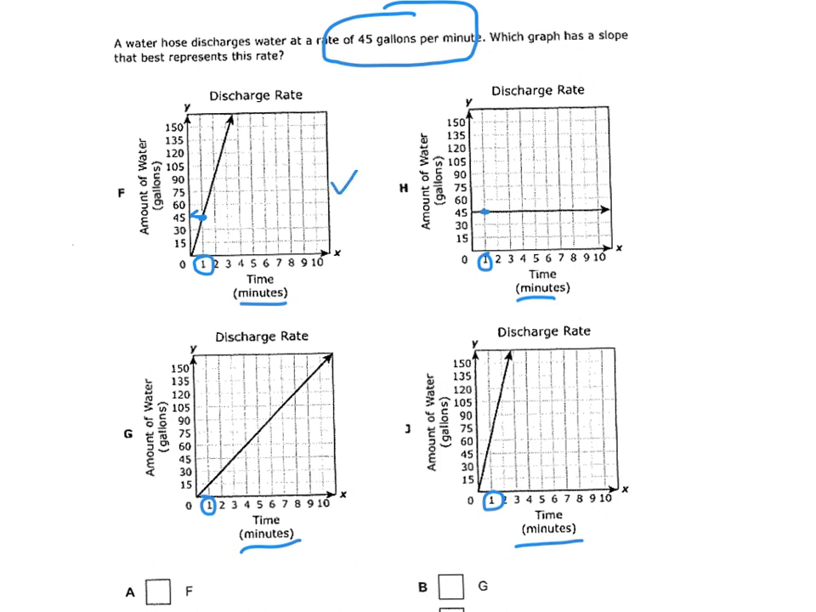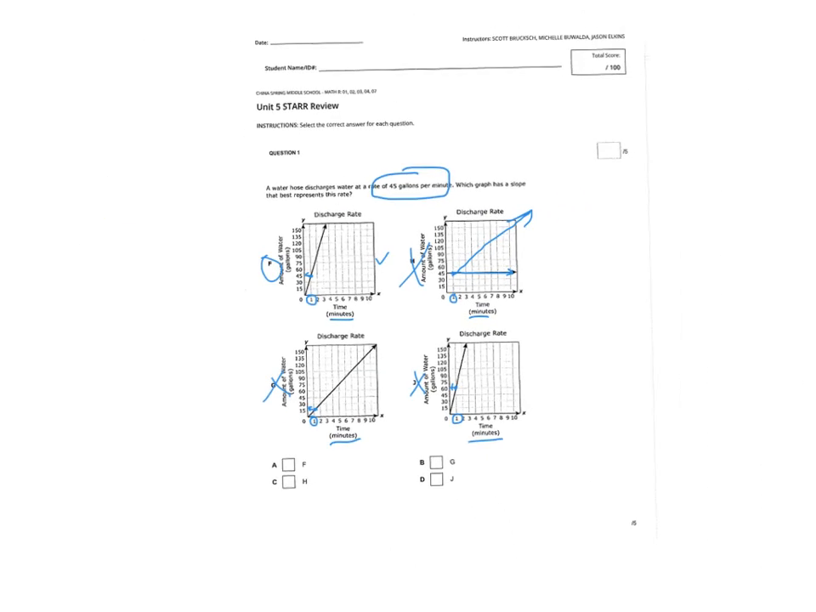So far F seems to work. H also crosses at 45, but the problem is that wouldn't be per minute. It's saying it's 45 every single time. With slope, it should be increasing if it's per minute. So H is not going to work. G crosses at 15 per 1 minute, so it can't be G. J crosses at, you can make a point at about 60. So the only one that would work would be F.